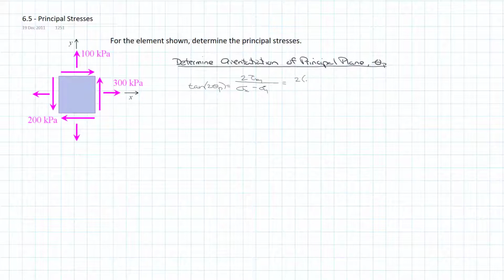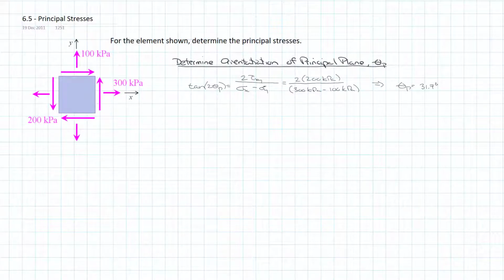So we have 2 times our 200 kPa, and that's a positive value. We went over that in the last video, so hopefully that's not a surprise to you, as are the two normal stresses. They're both tension, so they're both positive. So 300 kilopascals minus 100 kilopascals. Careful here, that's tan 2 theta p. Therefore, theta p is equal to 31.7 degrees, and that's a positive value. Being a positive value means that it's going counterclockwise.